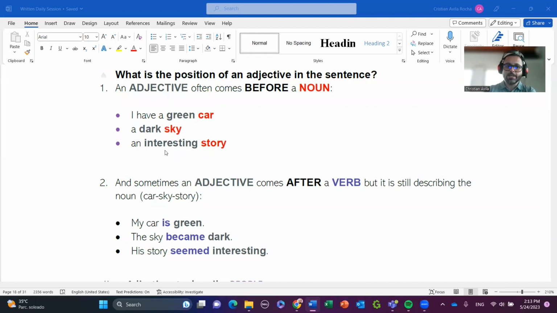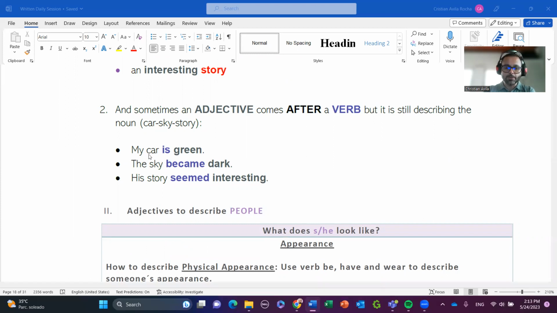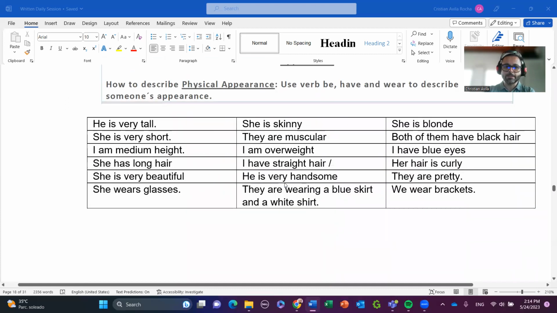A dark sky, an interesting story. But depending on the structure that I give to the sentence, I can put the noun first, and then use a verb, and then the adjective. For example, my car is green, the sky became dark, okay? And his story seemed interesting. All right, so we were clear with that in this particular part.